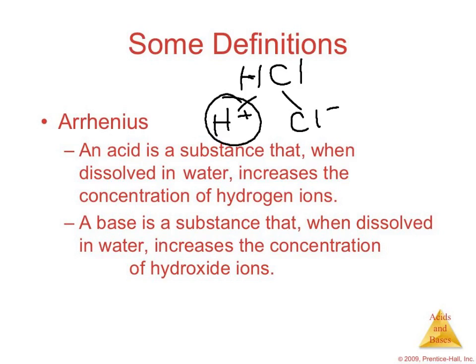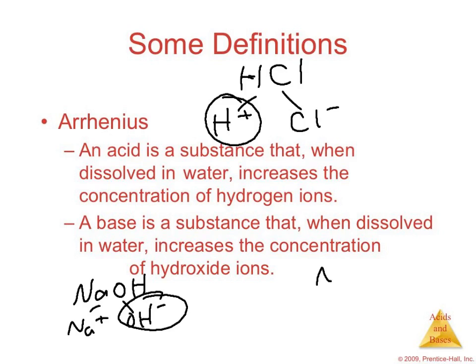A base is a substance that, when dissolved in water, increases the concentration of hydroxide ions. So that could happen a couple of different ways. One way is if you've got something like sodium hydroxide, NaOH, that dissociates in water. Now you've got Na+ and OH−. So obviously that's increasing the OH− concentration. But there are other things that can do that as well.